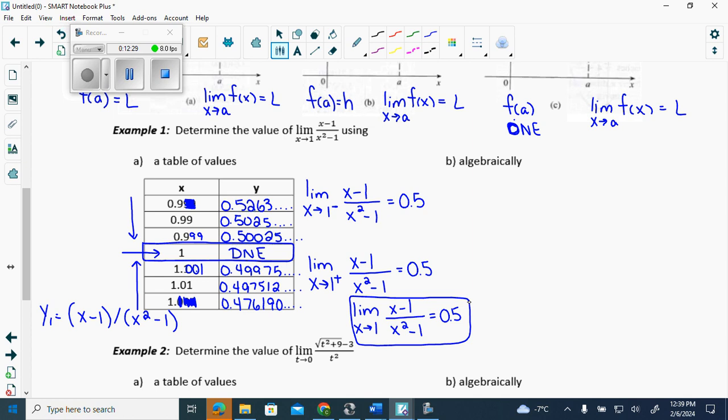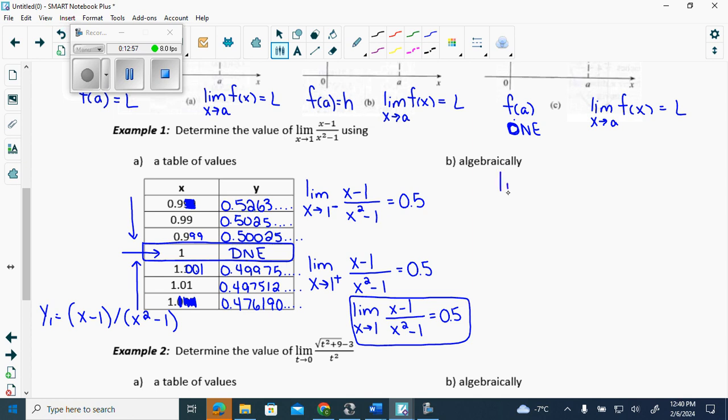Algebraically is often easier. Sometimes you can't show it algebraically, so you have to use a table. Or later on we're going to use L'Hopital's rule, but that uses derivatives, so we can't do it now. We always try algebraically because algebraically is perfectly accurate. If you can do it algebraically, you get an actual answer. If you do tables, you're saying, I think it's 0.5 because it's getting closer to it, but there's no actual accurate answer. So algebraically, how do we do it?